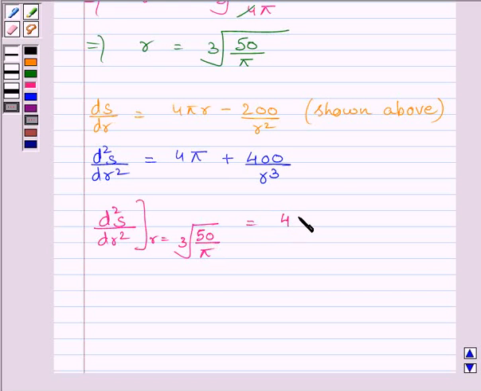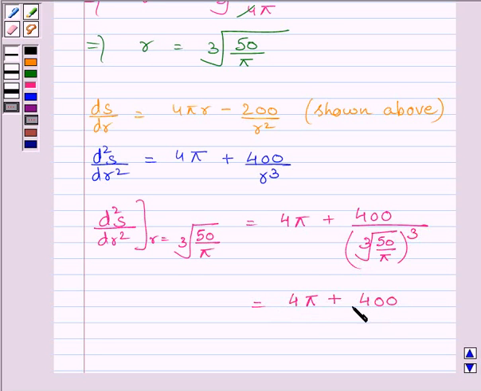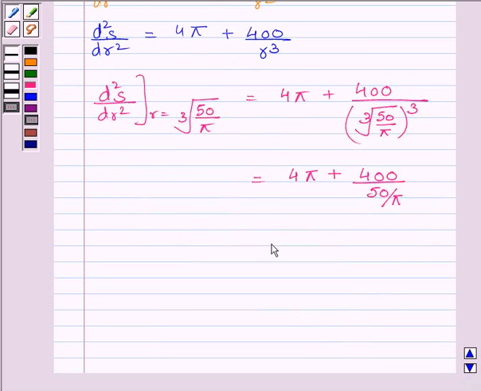Now this is equal to 4 pi plus 400 upon cube root of 50 upon pi whole cube. Now this cube and cube root will cancel each other and we get 4 pi plus 400 upon 50 upon pi. Simplifying, we get 4 pi plus 400 multiplied by pi upon 50. Now further simplifying, we get 4 pi plus 8 pi.